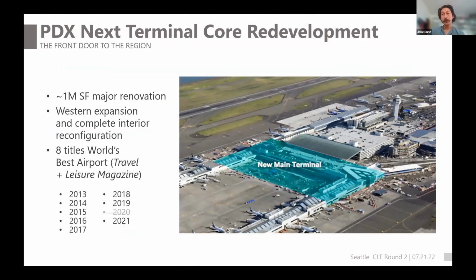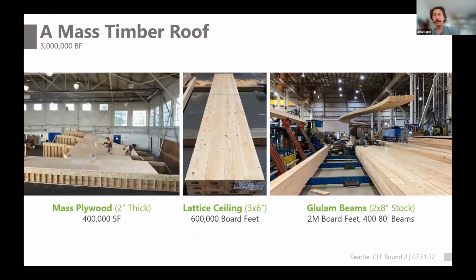PDX Airport is what I'm going to use as the background. I'm going to go through this really quickly because most folks have probably seen this, and what's important isn't the details of the project, it's how we used it to do these calculations. This is a giant project, we're renovating it. It's heavily mass timber, there's a mass plywood roof, there's a lattice timber linear ceiling, and there's like 2 million board feet of 2x8 lam stock glulam. This is what we analyzed for the carbon footprint analysis.